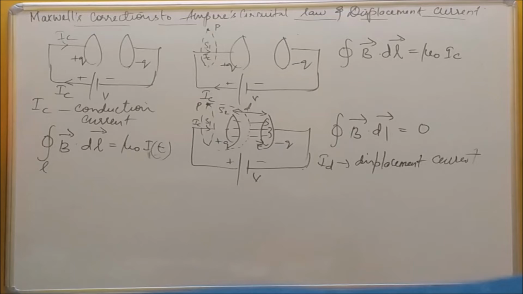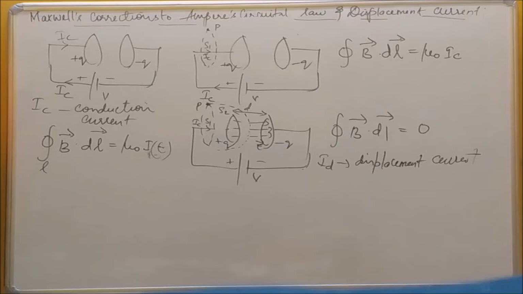By using Ampere's circuital law, the equation is the closed integral of B vector dot dl vector equals 0. How does it come to 0? Because for the surface S1, the I_C current is passing. For the surface S2, the wire does not touch the surface, so there is no current passing, and the magnetic field at point P is 0. So the equation is the closed integral of B vector dot dl vector equals 0.